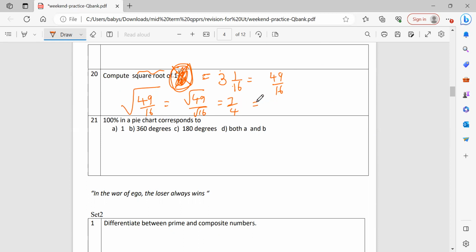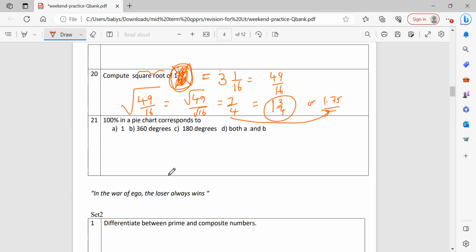In most MCQs, you may not find the answer in the options as 7 by 4. So remember, then you will have to use the knowledge. You might find 7 by 4. Otherwise, 4 ones are 4, 1 and 3 by 4. You can find this, or 1.75. So there are different ways we can rewrite this. So be very careful about it.